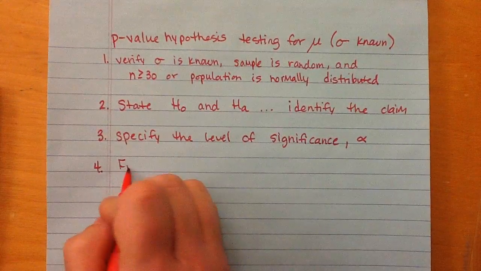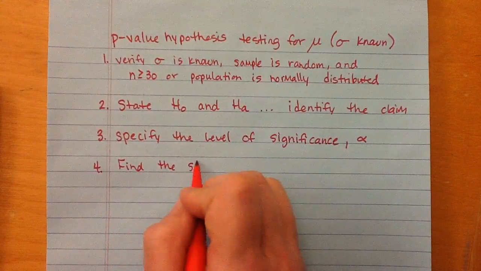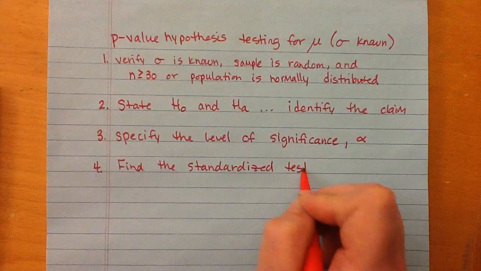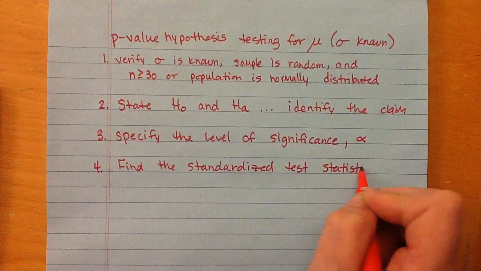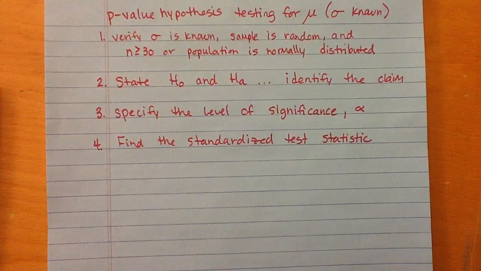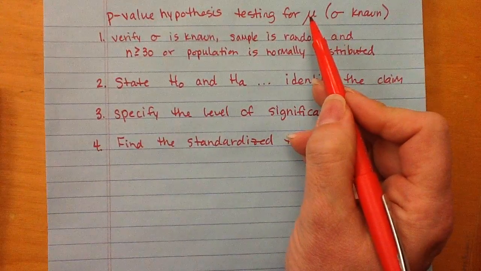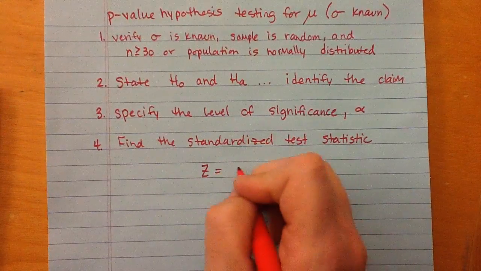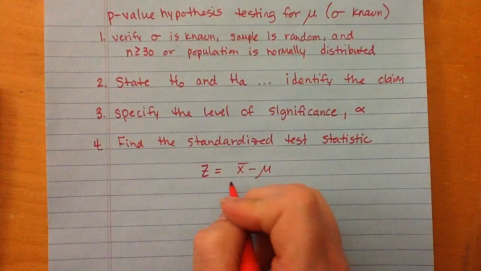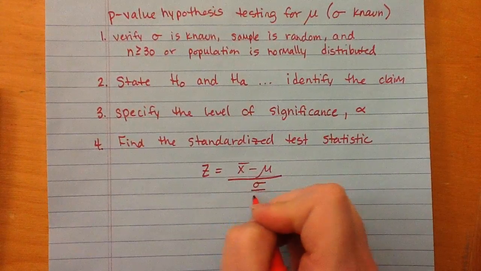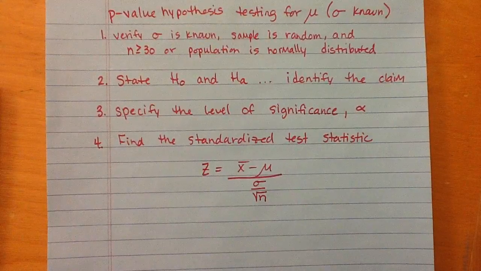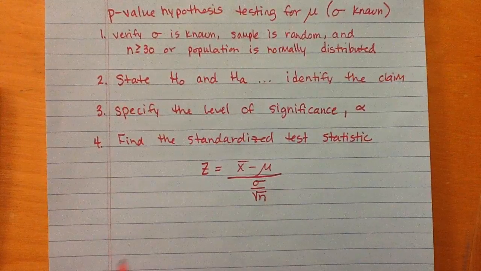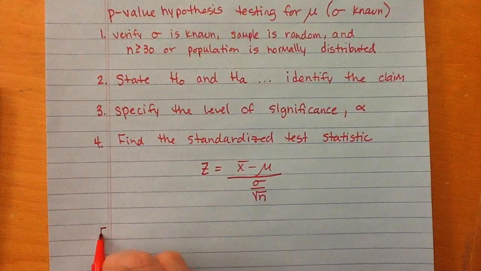Step 4, find the standardized test statistic. The standardized test statistic for the population mean, when we know sigma, is a z-score, and it is x bar minus mu divided by sigma over square root of n. Hopefully you recognize that from chapter 6, because we used it there for confidence intervals. Step 5.